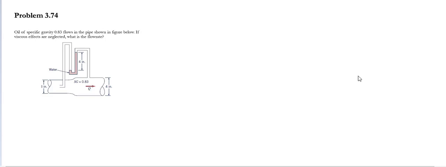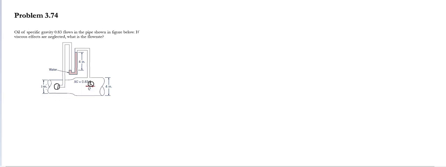Problem 3.74. In this problem, oil of a specific gravity 0.83 flows in the pipe shown in the figure below. If the viscous effects are neglected, what is the flow rate in this pipe? Okay, so the first thing that we're going to do is label the points of interest. We're going to label this point 1 and this point 2.